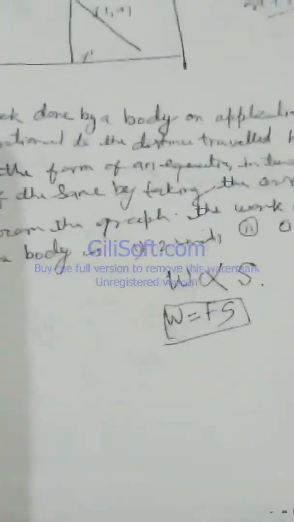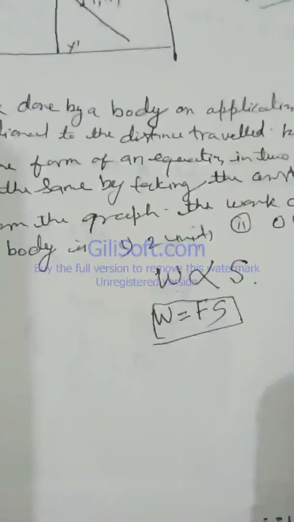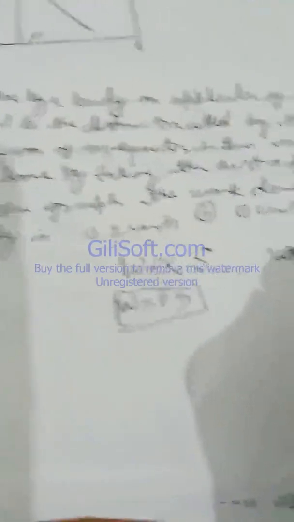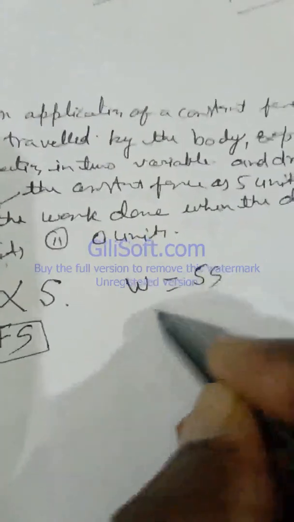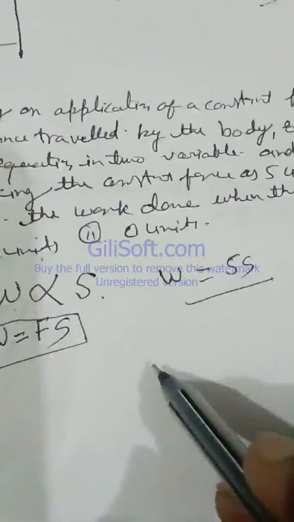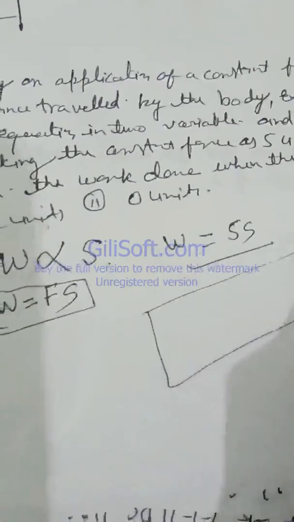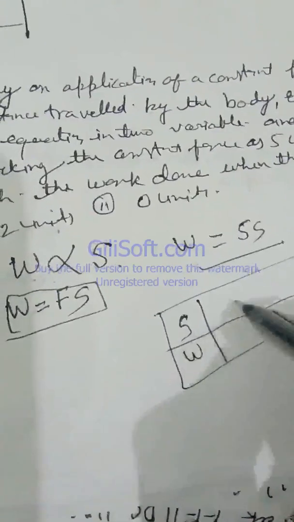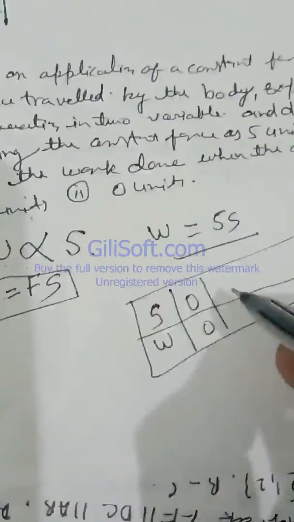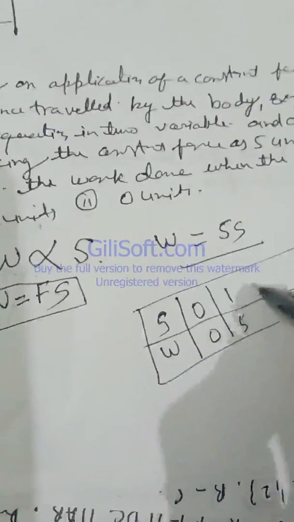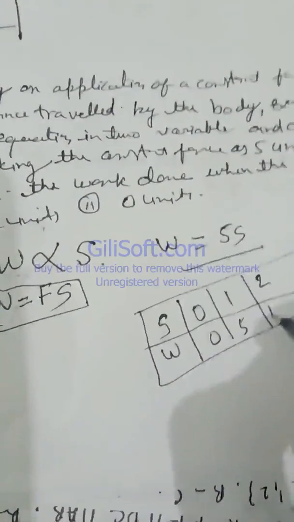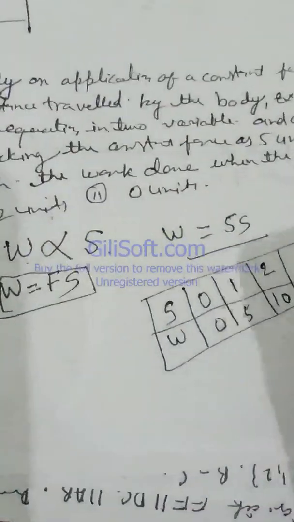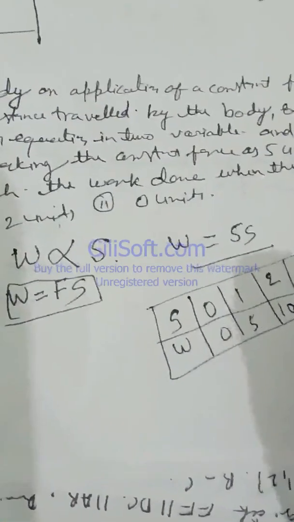It is given that force is constant and the value of force is given as 5 units, 5 newton or 5 units. Then W is equal to 5s. This is your equation, and now again you have to solve in this way. Put here s and W. If you put here 0 you get 0, if you put here 1 you will get 5, and if you put here 2 you will get 10. In this way you get 0 0, 1 5, 2 10.